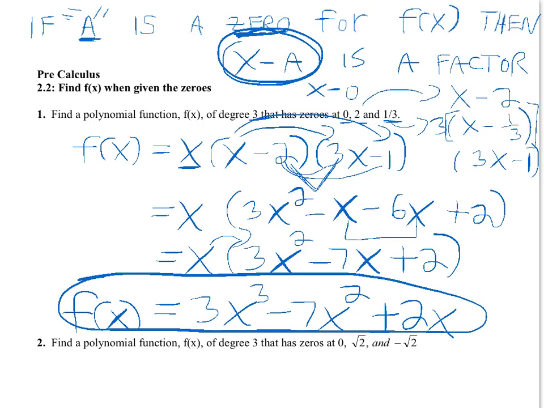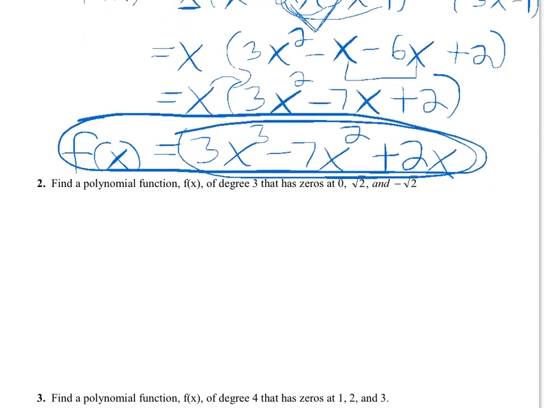Okay, how can you check this? Well, a good way you can check this is you could use your TI-Nspire. You can graph this entire function. And then when you graph it, you should get zeros at 0, 2, and 1/3. Okay, let's move to the next one.